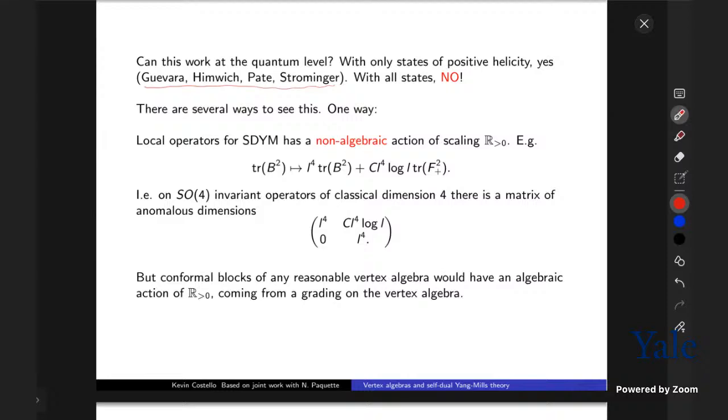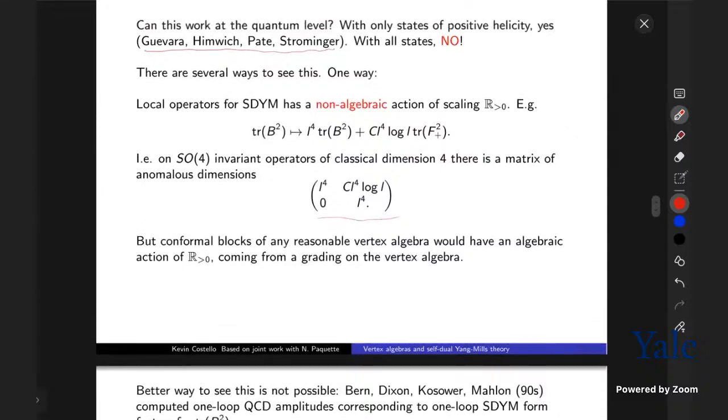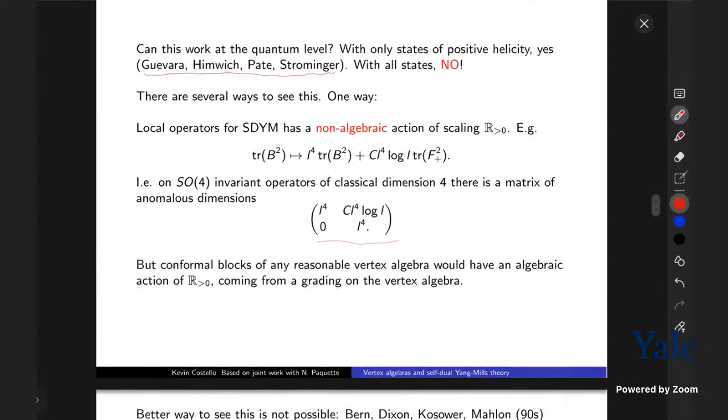So one way to see what cannot work is, which I mentioned earlier, and David asked a question. Self-dual Yang-Mills has no beta function, but it has an interesting matrix of anomalous dimensions. The first way it appears is if I look at the SO4 invariant operators of dimension 4. There's two of them, trace B squared and trace F squared. And the matrix of anomalous dimensions looks like this.